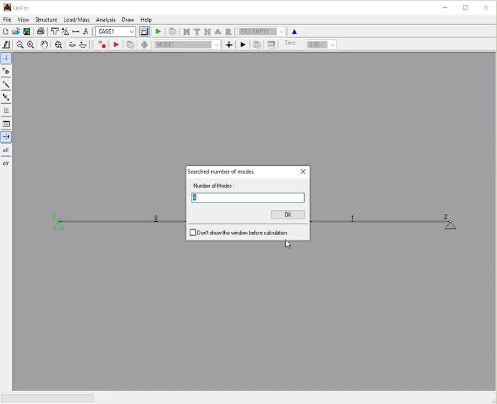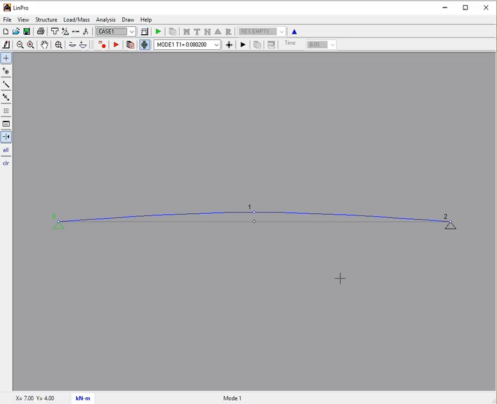It asks how many modes you want to search for, and we'll see, because there's only one mass, it is actually only going to produce one mode. But we can leave the 4 and click on that. So it gives us the basic mode shape, which we can exaggerate, and it gives us some frequencies. Up here we can see there is only one mode available.